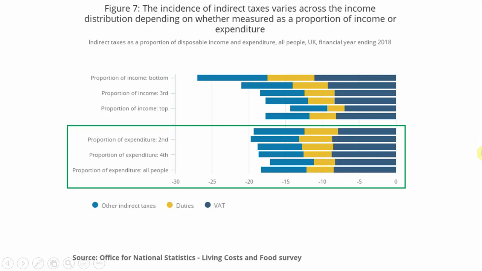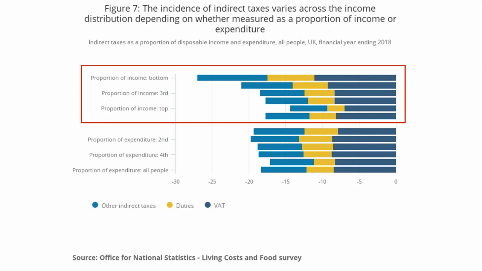But if we look at that as a percentage of income, it changes. And what's really going on here is that the top group of households don't spend as much money. They're saving more, they've got a lower marginal propensity to consume. The bottom 20% spend most of their money. That means their expenditure is a higher portion of their income, so more of their income is going on these taxes. Therefore, these indirect taxes are regressive.